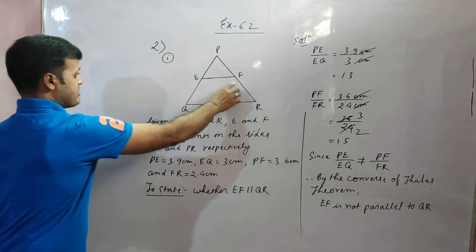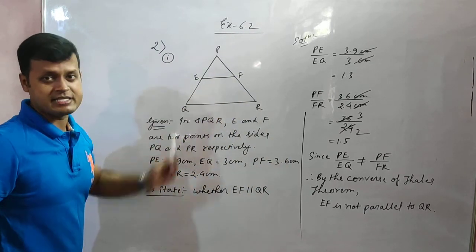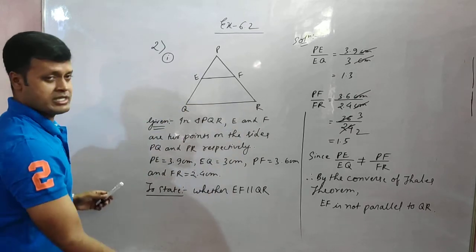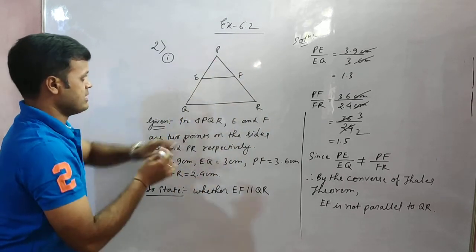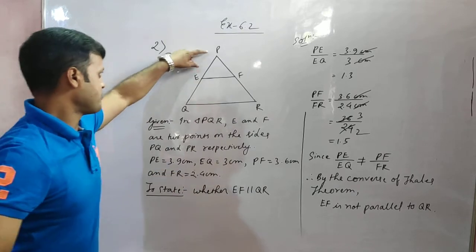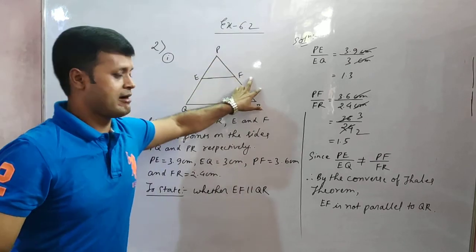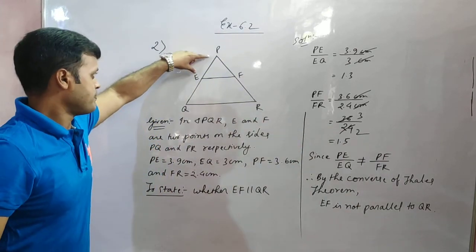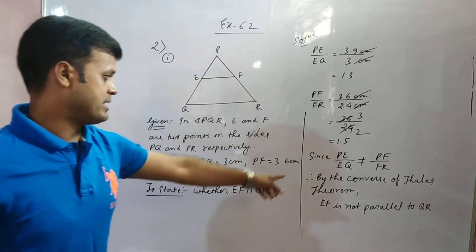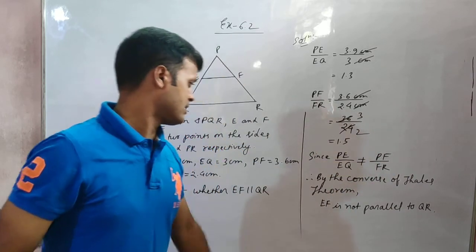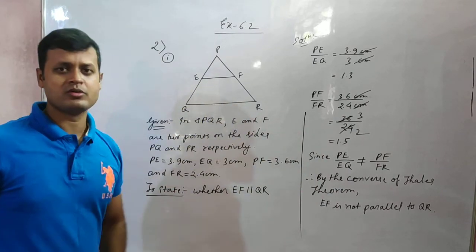That means if EF divides PQ and PR in the same ratio, that means if PE by EQ is equal to PF by FR, listen very carefully, then EF will be parallel to QR. But here we see that PE by EQ is not equal to PF by FR. Therefore, by the converse of this theorem, EF is not parallel to QR.